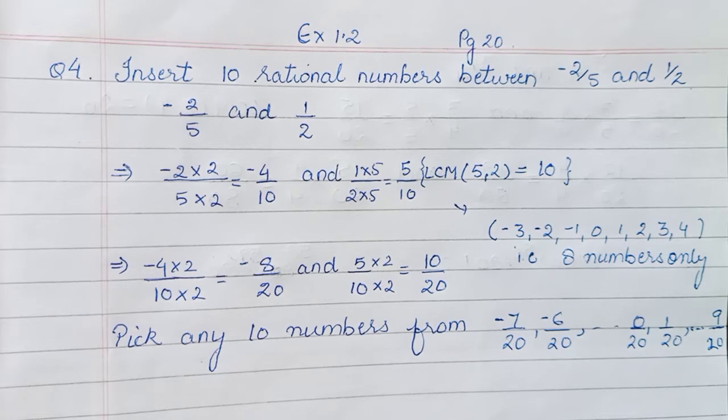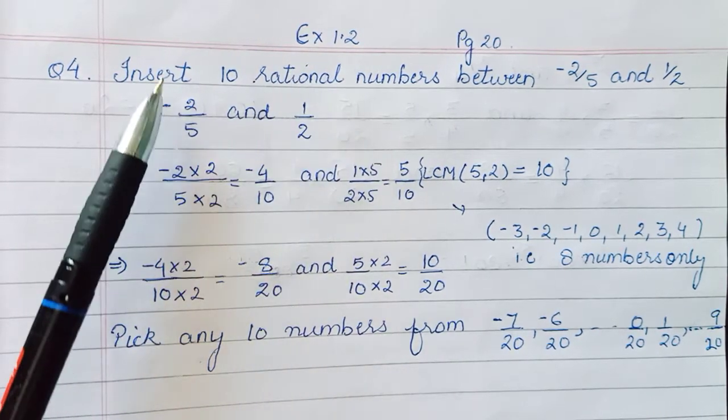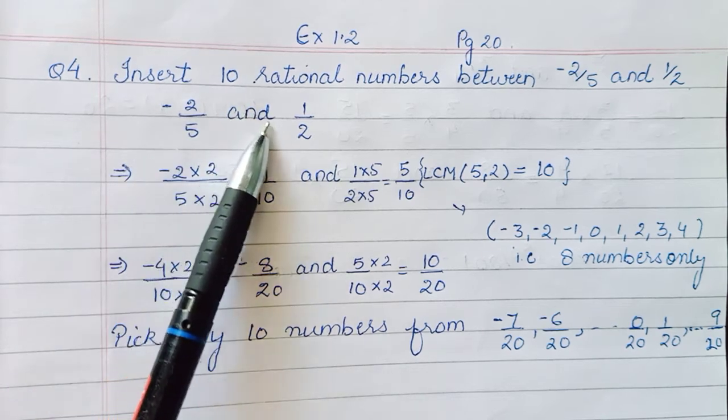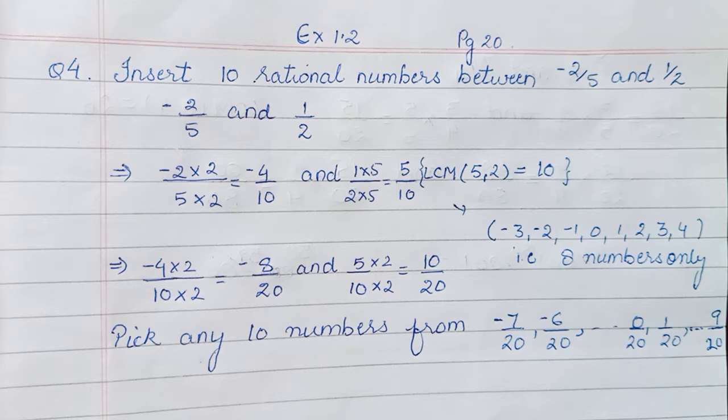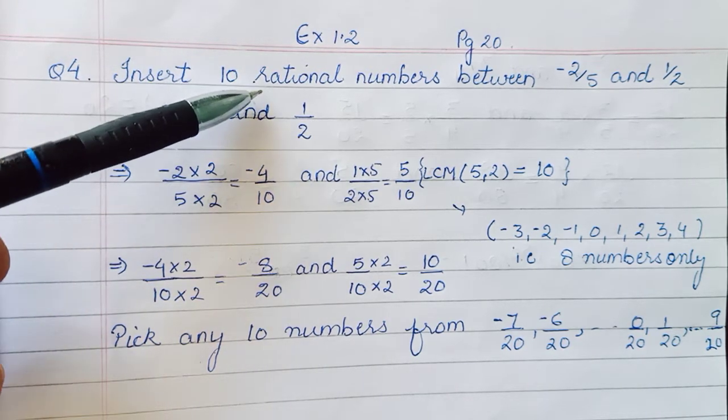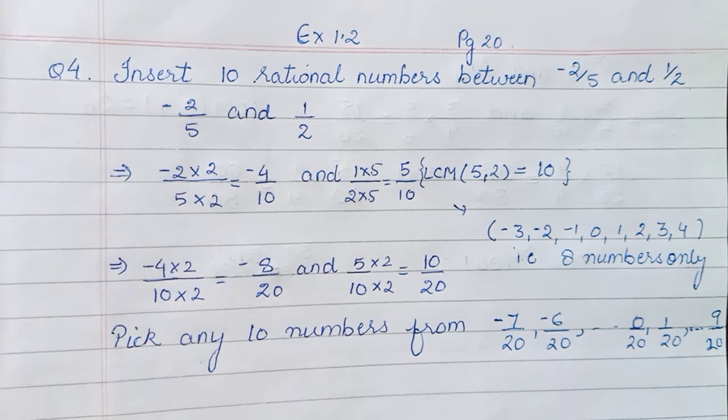Class 8, we had to continue with exercise 1.2. Now we have to deal with questions where we have to insert rational numbers between two given rational numbers. Because it is insert 10 rational numbers here, we will go for the equivalent rational number method, because if I do it by the mean method, that will be lots of work for 10 numbers.